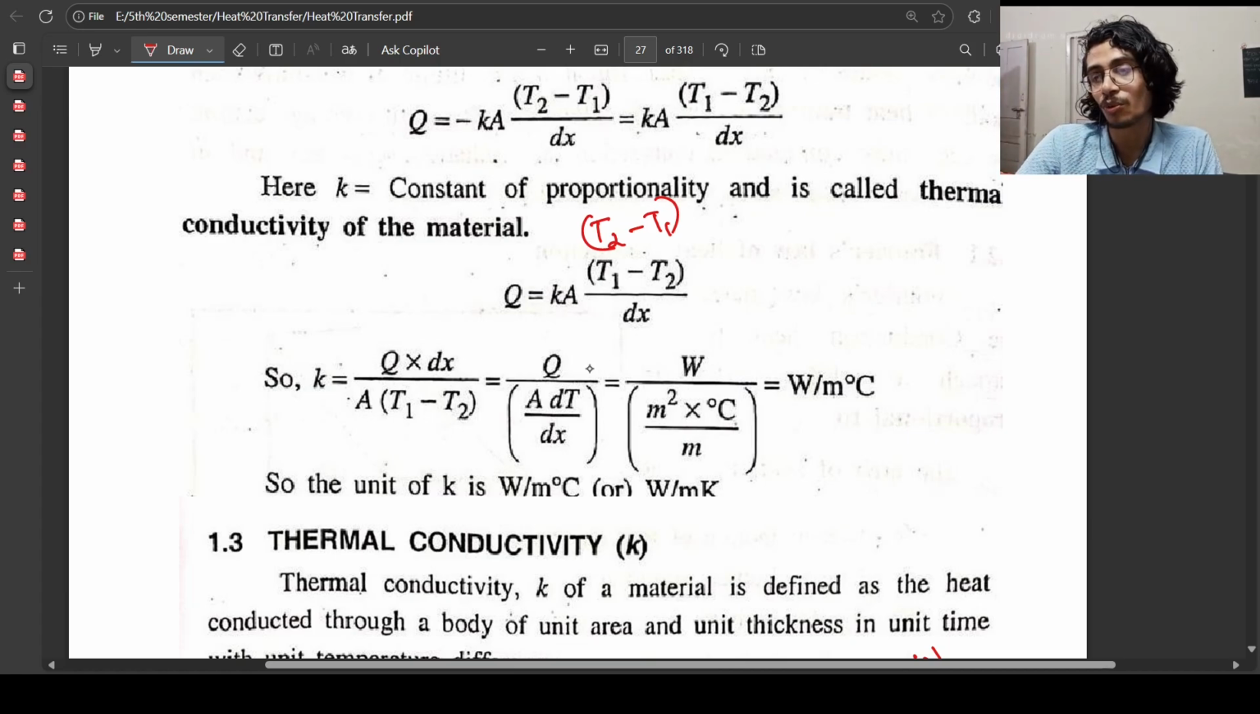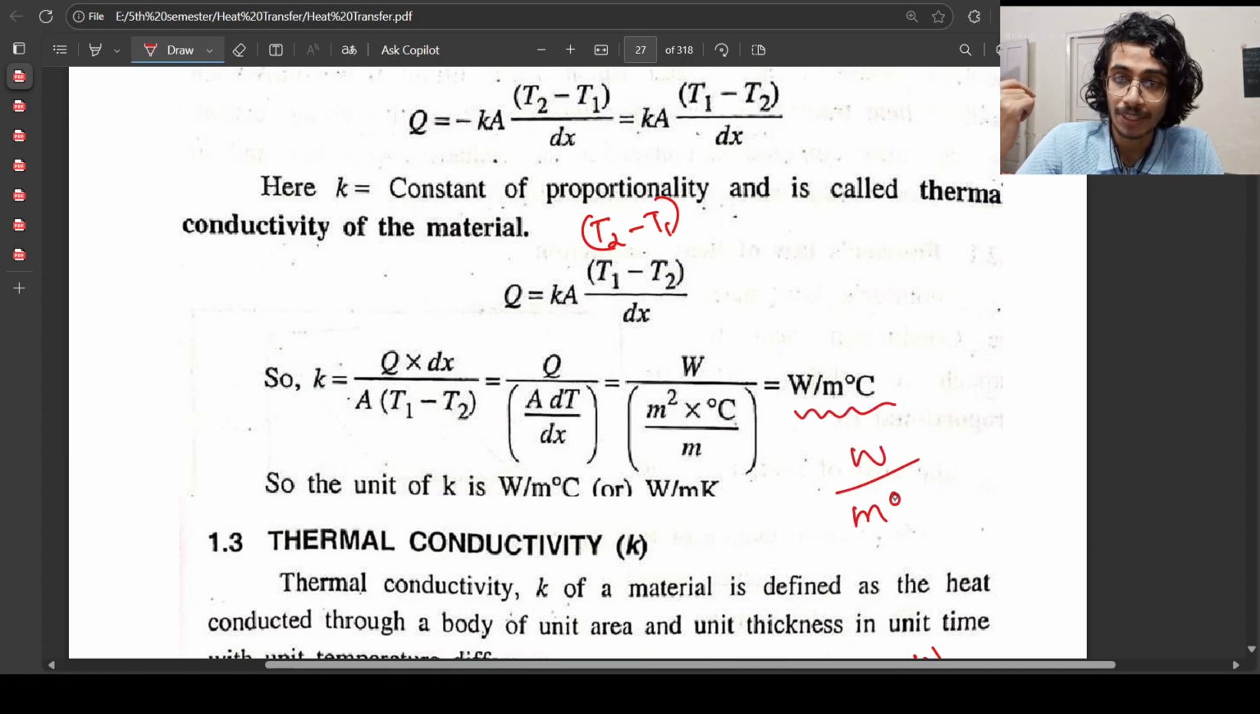So we have A dt over dx, and then Q, the unit of heat, is watt, and A is meter square, dt, the difference of temperature, is in degrees Celsius. It can also be in Kelvin, and dx is in meter, that is the thickness of the slab. So you find that K has the unit watt per meter degree Celsius. Watt per meter degree Celsius. So this is the unit of K.